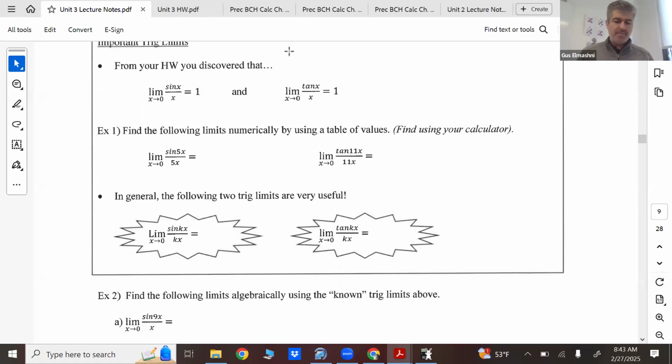Really? Oh, sorry, what page are we on? Page 9. Page 9 on the PDF. Yeah.